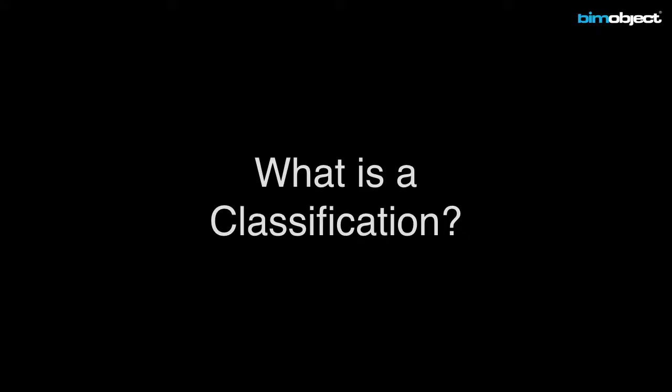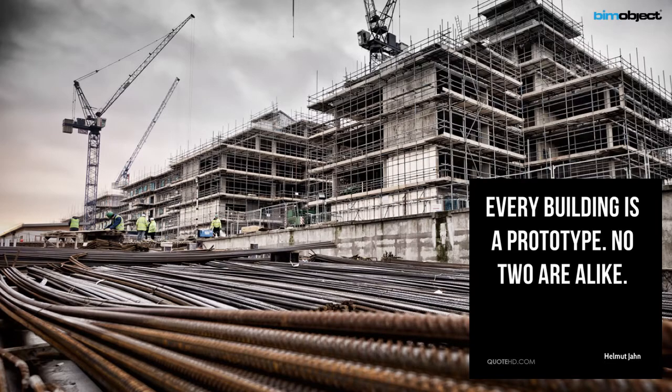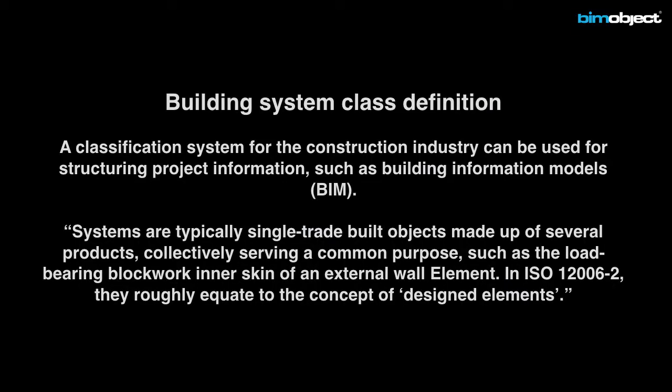So first of all, what is a classification? Classifications today, and for a long time in the construction industry, have been needed to structure project information. They first came in the 50s and 60s and were used to compare products, catalog and find materials and products. And they are very useful also in BIM. So a building system class definition is what the construction industry needs.